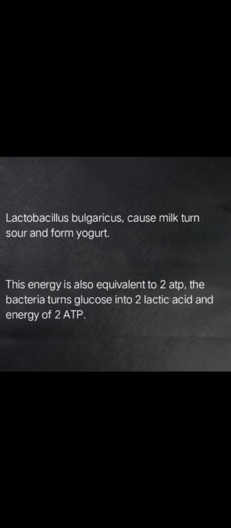Some bacteria such as Lactobacillus bulgaricus are commonly found in, for example, the sugar drink Yakult. This Lactobacillus bulgaricus causes milk to turn sour and form yogurt. The bacteria feed on sugar, which is then converted into lactic acid and energy. This energy is also equivalent to 2 ATP, and the bacteria turn glucose into 2 lactic acid and energy of 2 ATP.